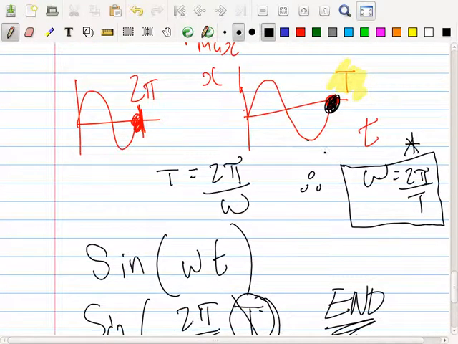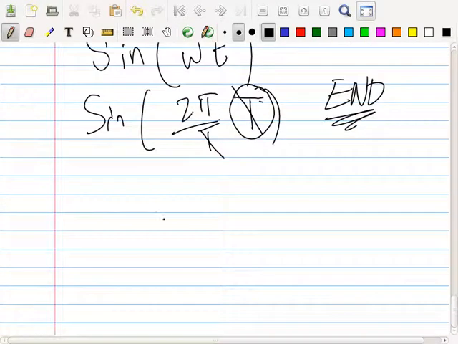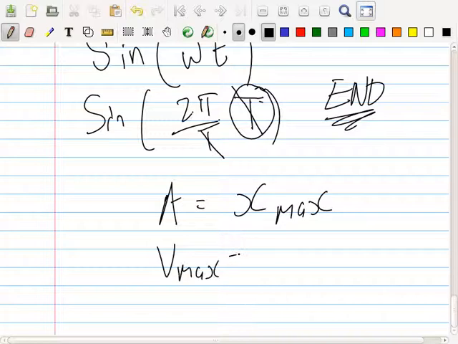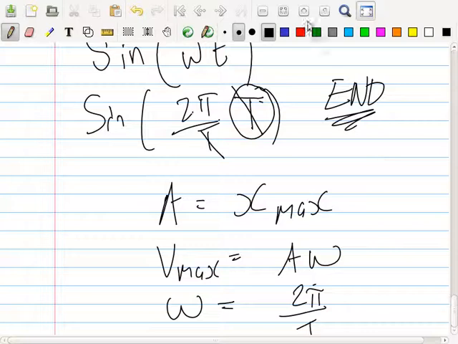I want you to use this formula. So now you have A equals x max, V max equals A omega, and the last formula: omega equals 2 pi over T. So that is formula 1, 2, 3.